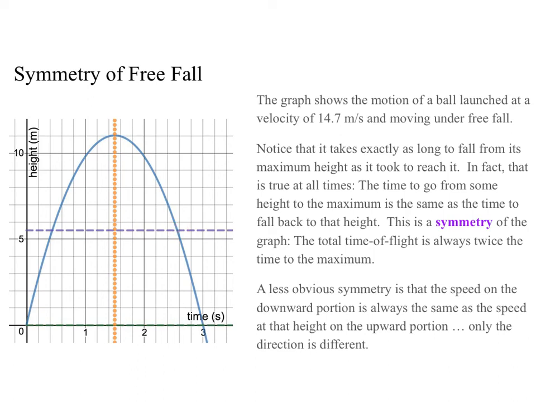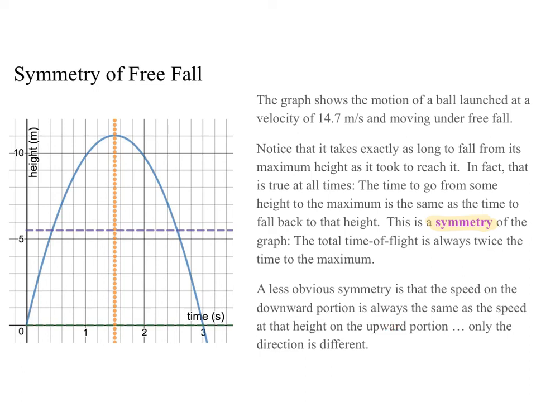All right. What we say here is that there is a symmetry in the graph. This is a graph that can be divided, as shown here, along this point. This point in time is when it reaches its maximum height. It's the vertex of that parabola, and it splits into two identical parts that are reflected around it. So we get that the time of flight is always twice the time to the maximum if you come back to where you started. It's less obvious, but still true, that the speed of the downward portion is always the same as the speed at that height on the upward portion.